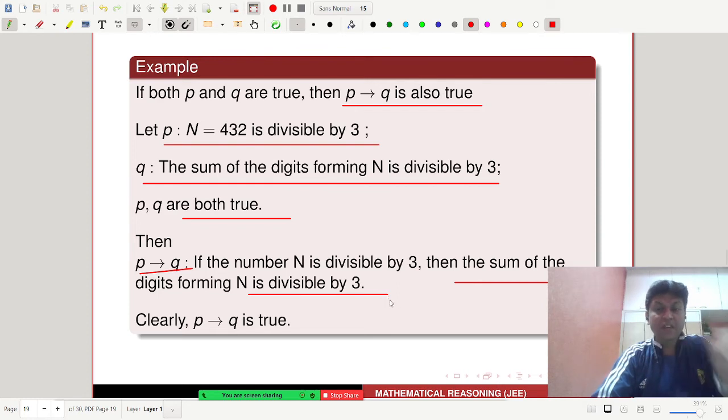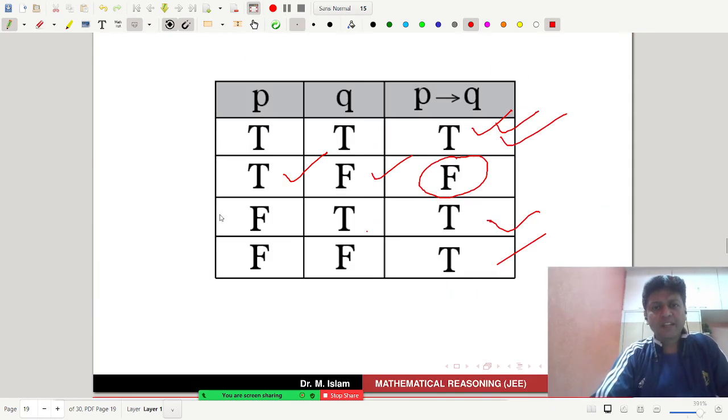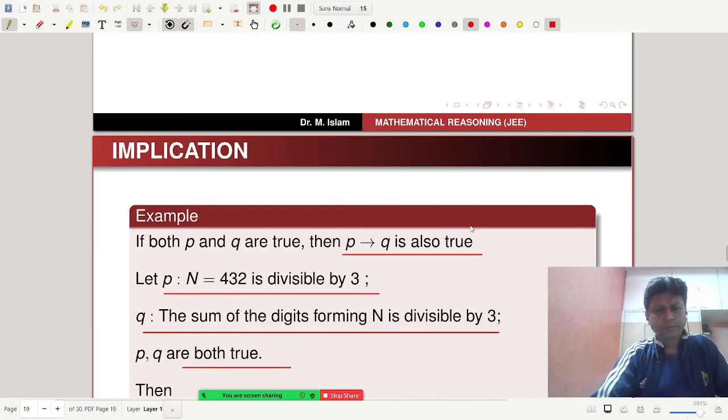And you have to write if then. Look at that, I have used if then. So P implies Q is true. So it's a clear case, no problem. So I will explain the next part. If P is true and Q is false, I will show P implies Q is false.